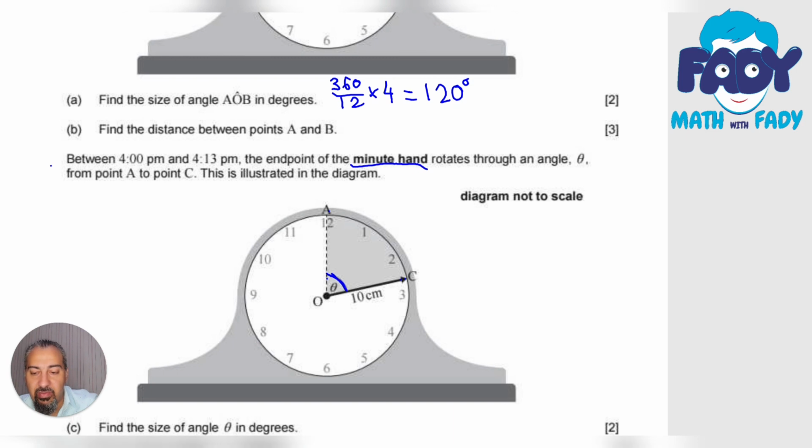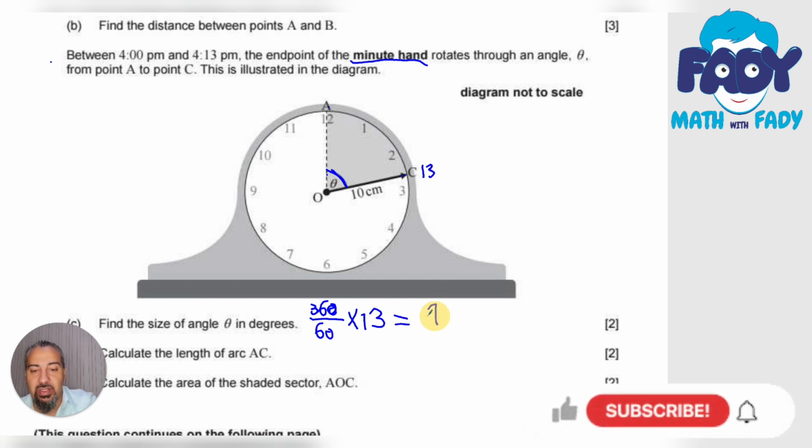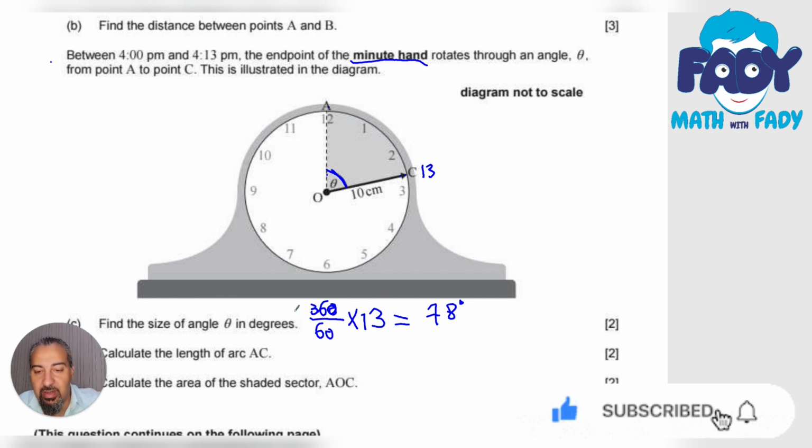Question C, find the size of angle theta in degrees. So, because this is 13 minutes, we will do the same as what we did in question A, that we will find the size of the angle formed by 1 minute. So 360 degrees, this is the full circle, divided by 60 minutes. So this is the angle of each minute. Then multiplied by 13 equals 78 degrees. This is the angle theta.